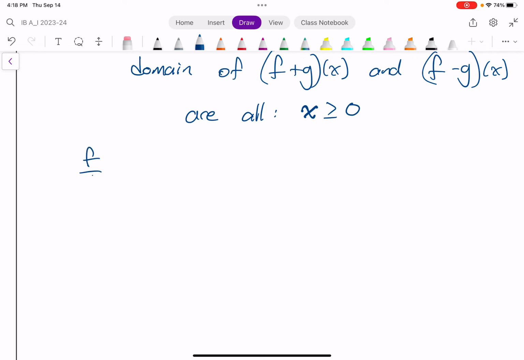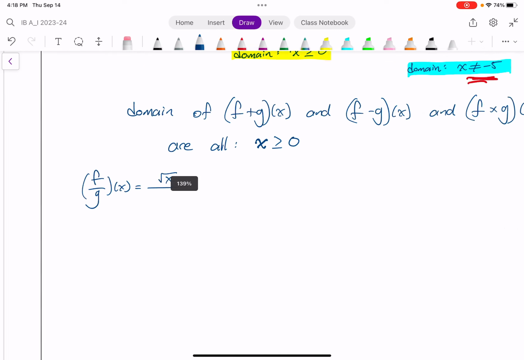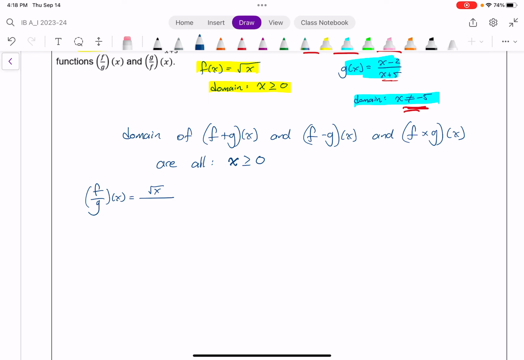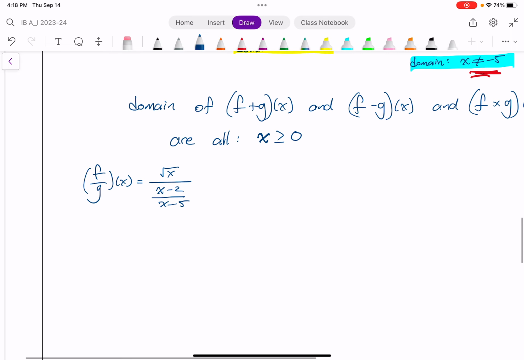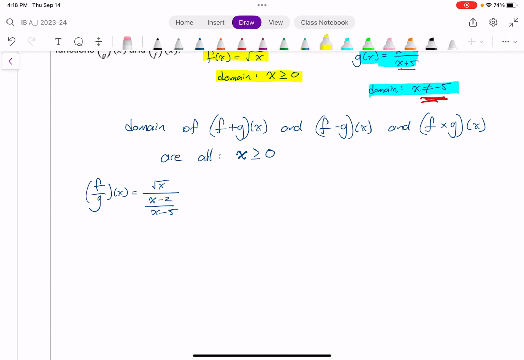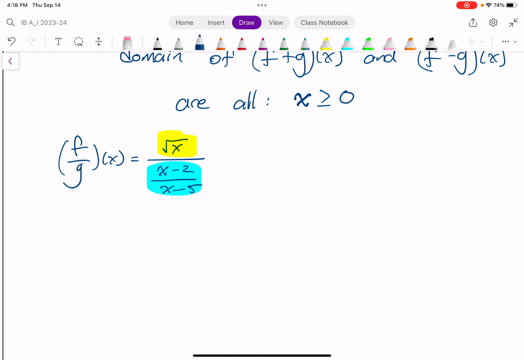So f over g of x. In terms of an equation, which I don't have to write down, but I will, that's root x over g, which is a fraction itself, x minus 2 over x plus 5. Now, while it's okay to leave it like this, anytime we have a fraction inside a fraction, we can always simplify it down to a single numerator and a single denominator, just using a little bit of middle school math.